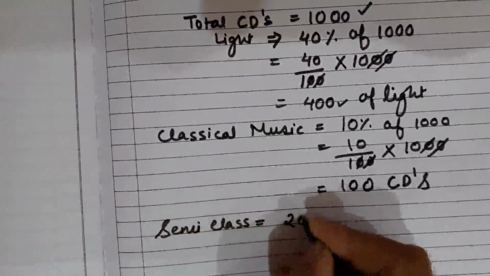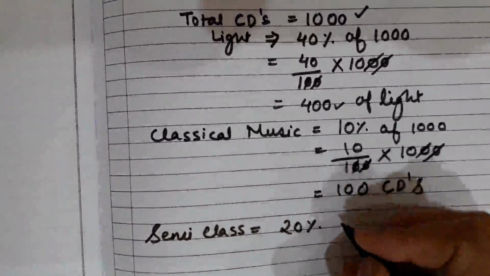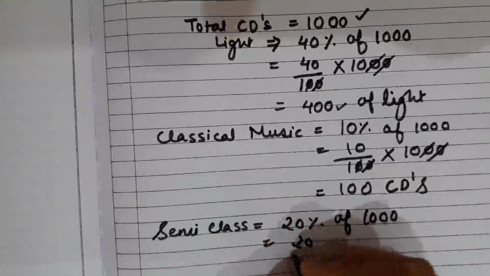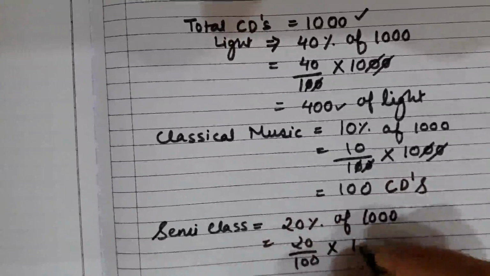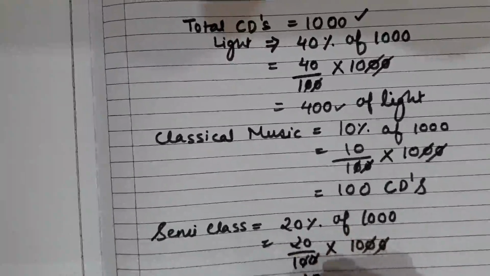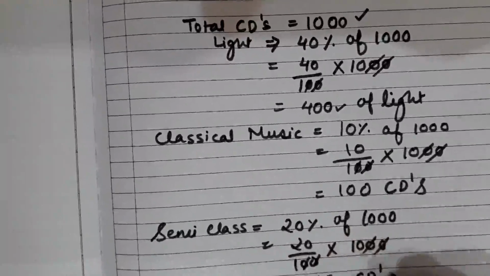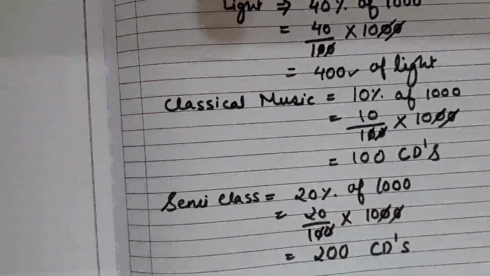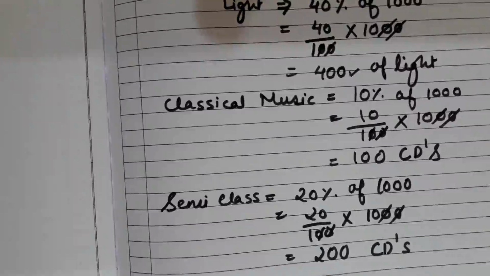It is 20% of 1000. It gives you 20 upon 100 multiplied by 1000. So 200 CDs we are going to make for semi-classical. Okay, then last we are having folk.